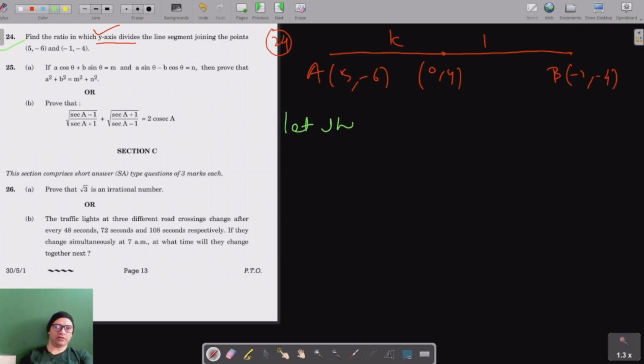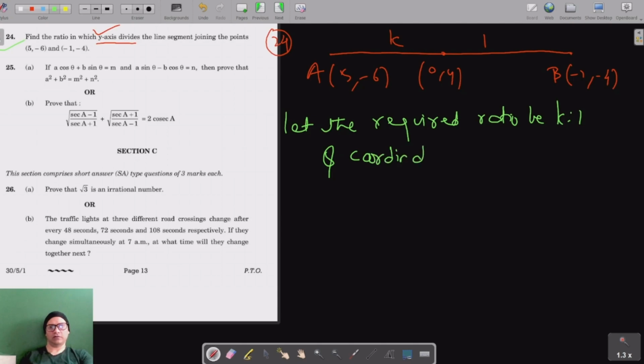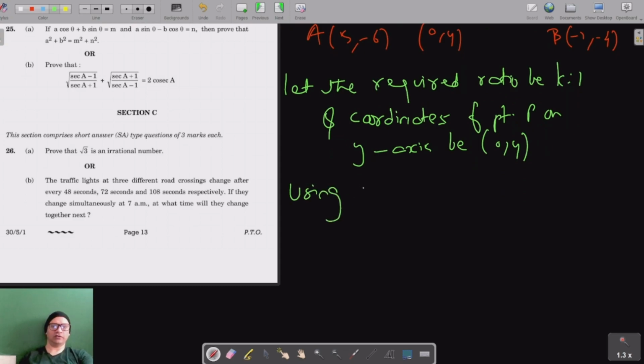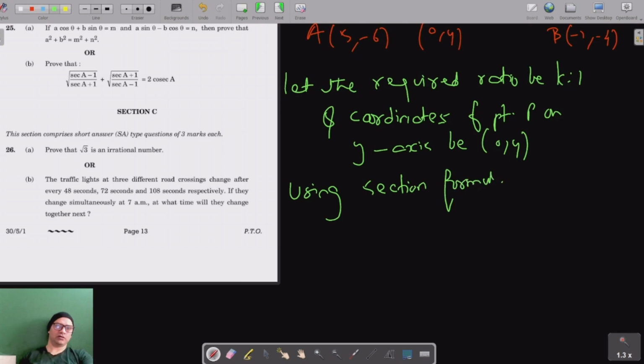So let the required ratio be k is to 1, and let the coordinates of point P on the y-axis be 0, comma y. Now let's use the section formula. So using the section formula, we are going to get the required ratio.